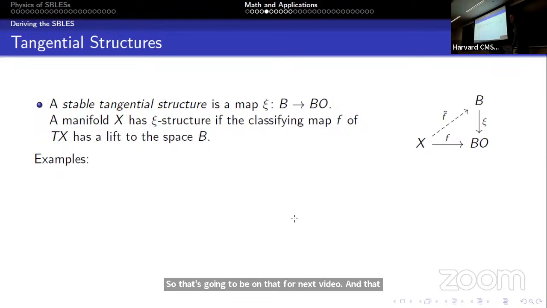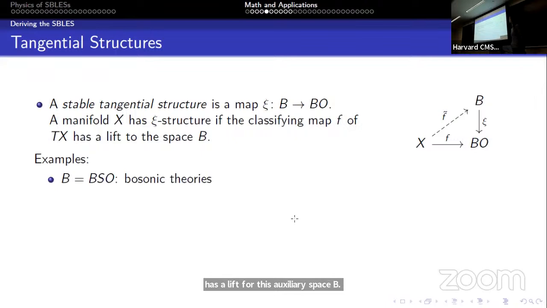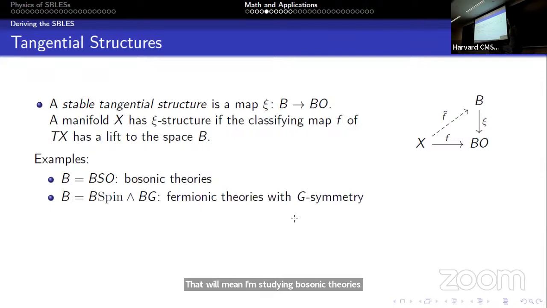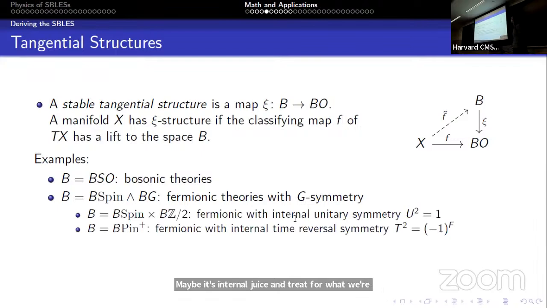So I want to focus on examples here. If I take B to be BSO, the classifying space of the special orthogonal group, that will mean I'm studying bosonic theories, and it will correspond to my manifold X being oriented in the usual sense. If I look at this space B being B spin cross BG, that should describe fermionic theories with some G symmetry, maybe an internal G symmetry for what we're saying today. This is a bit vague, but we've already seen B spin cross BZ2, that's fermionic with internal unitary symmetry, and B pin plus, which is fermionic with time reversal symmetry.